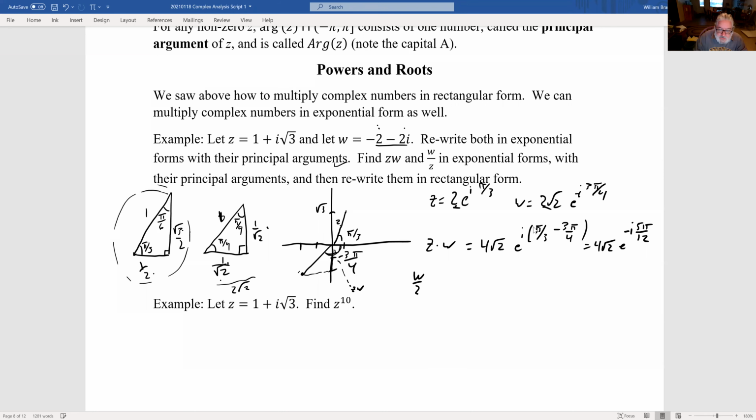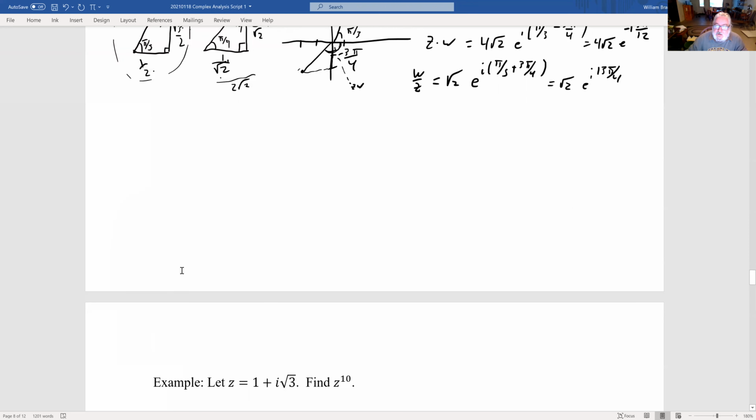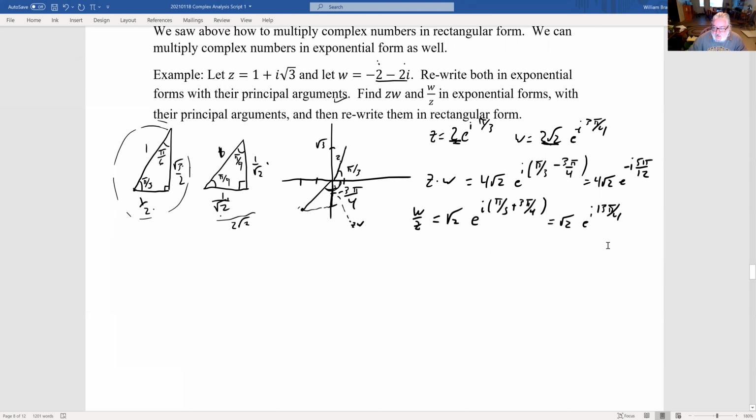What's w divided by z is, well, now we divide the moduli of the two numbers. So 2 root 2 divided by 2 is root 2. And then we subtract, so we get i pi over 3 minus 3 pi over 4, which is plus 3 pi over 4 minus minus, which is 13 pi over 4. So I'm going to give myself a little more space here. See if I can push that down to the next page. Okay. So we've got root 2 e to the i 13 pi over 4.